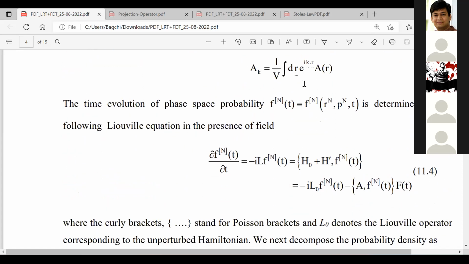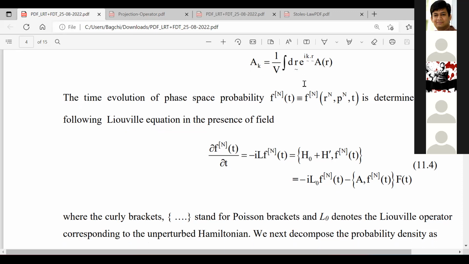Now I put it back in my Liouville equation. Remember, my Liouville equation is e to the power of minus iLt, time evolution of f. Now I write the Liouville equation in full glory, H naught plus H prime, for f_n. Then I separate it out. So one is iL naught f_n, of course, the H naught commutator, and then minus A F_n. So this is equation 1.4, the first step in my Liouville equation.